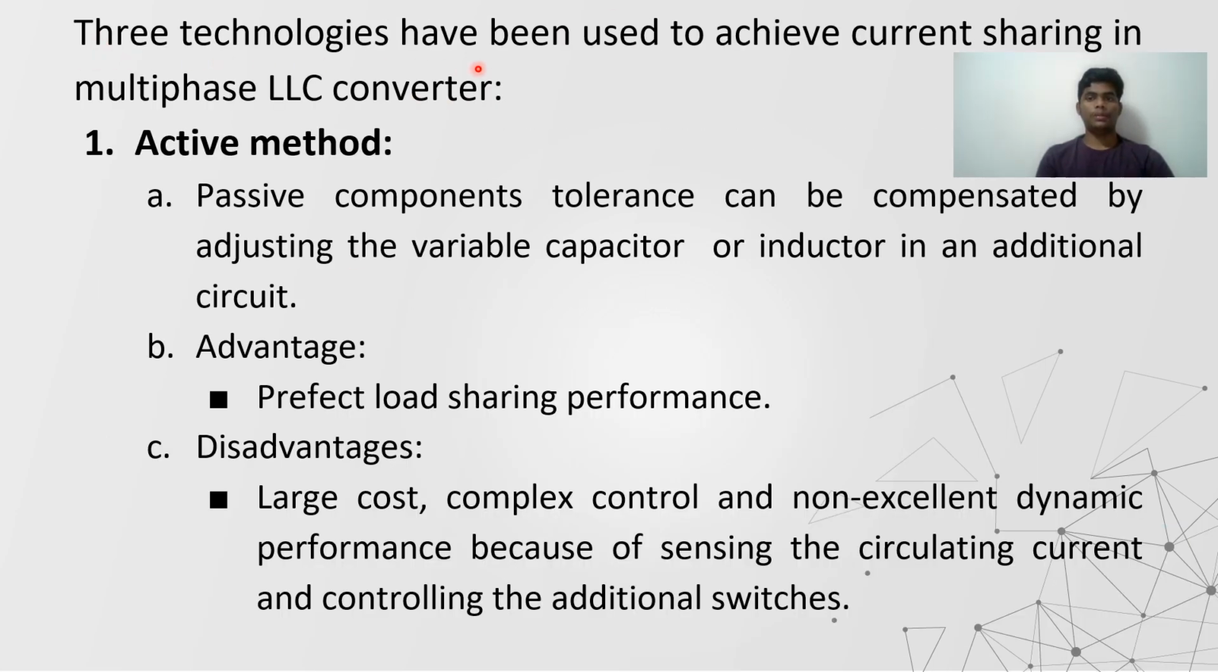Three technologies have been used to achieve current sharing in multiphase LLC converter. First method, active method. Passive component tolerance can be compensated by adjusting the variable capacitor or inductor in an additional circuit. Advantage of this method is perfect load sharing performance. Disadvantages are large cost, complex control, and non-excellent dynamic performance because of sensing the circulating current and controlling the additional switches.